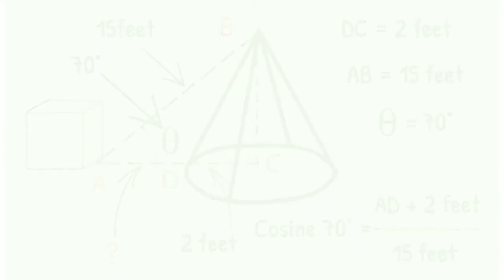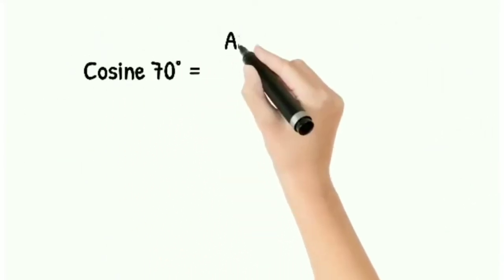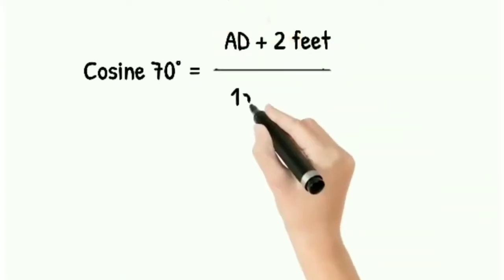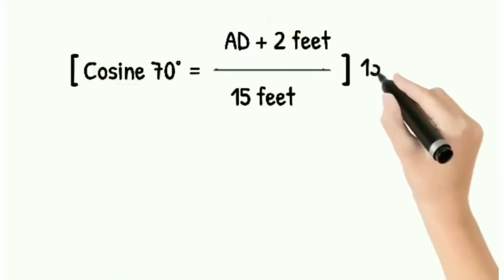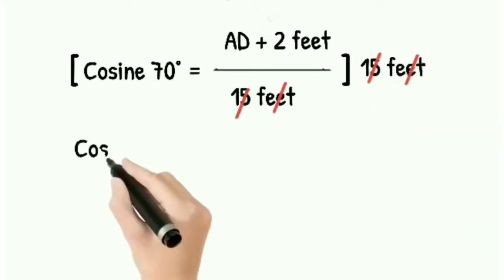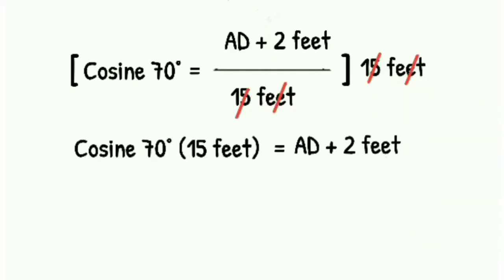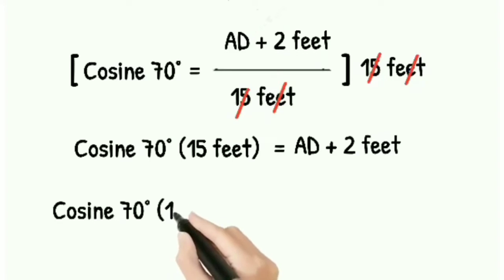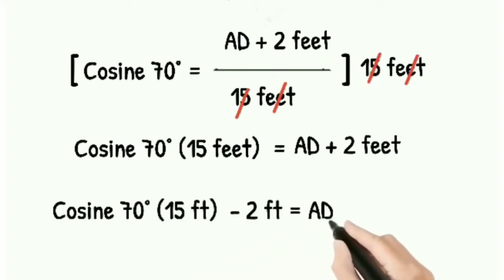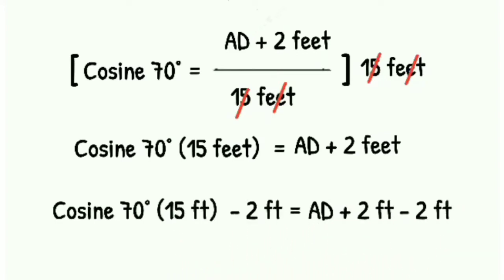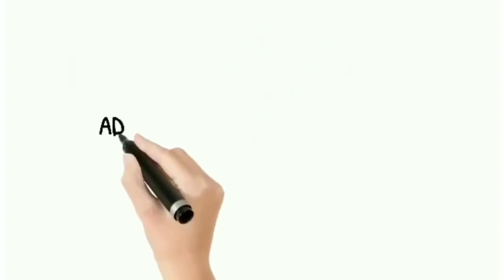To eliminate the value of 15 feet at the right side of the equation, multiply both sides of the equation by 15 feet. The equation will now become cosine 70 degrees multiplied by 15 feet is equal to AD plus 2 feet. To eliminate the value of 2 feet at the right side of the equation, subtract 2 feet from both sides. Rearranging the equation from left to right, unknown AD is now equal to cosine 70 degrees times 15 feet minus 2 feet.